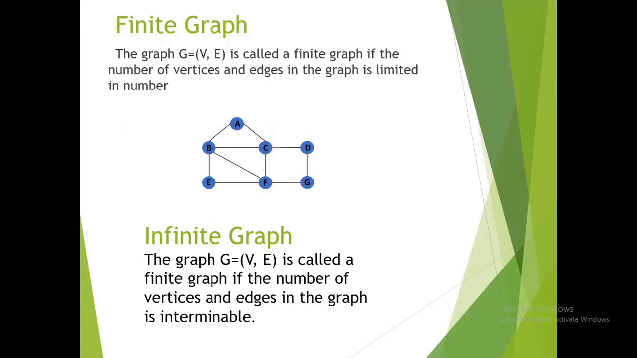Next type of graph, finite graph. A graph of vertices and edges is called a finite graph if the number of vertices and edges in the graph is limited in number.